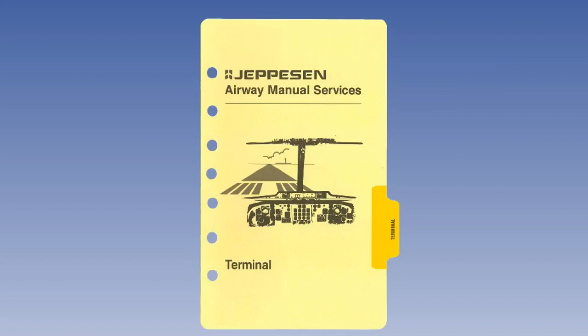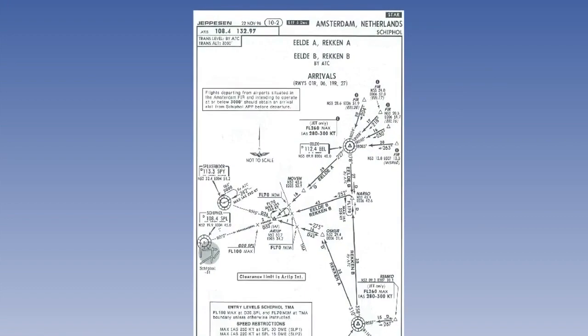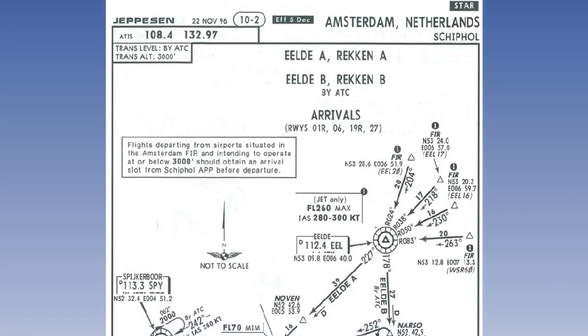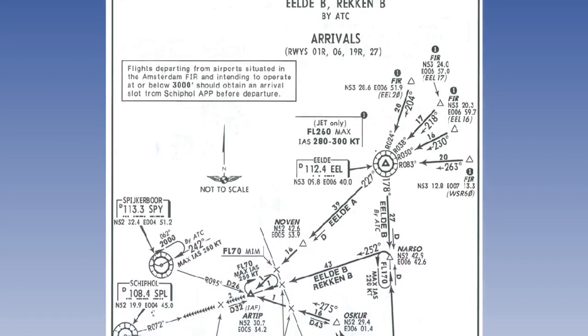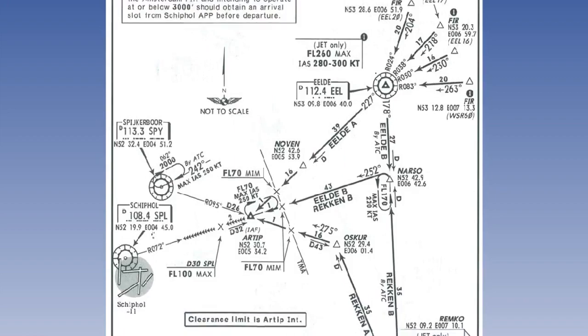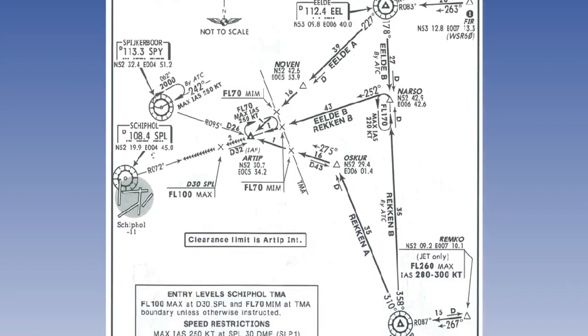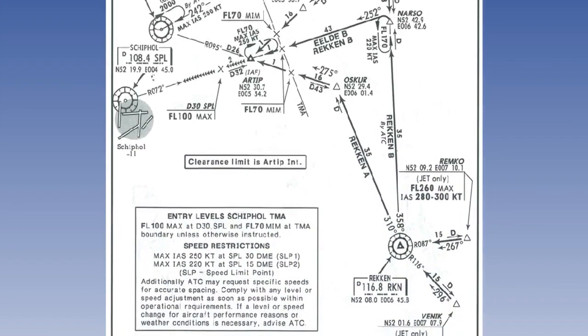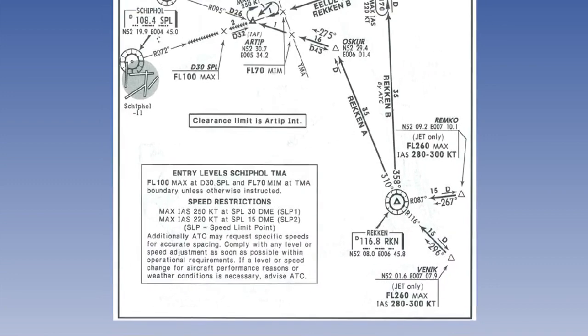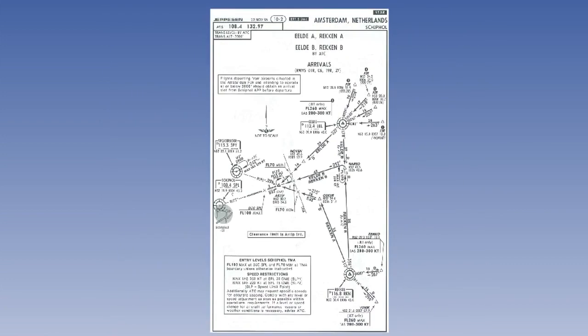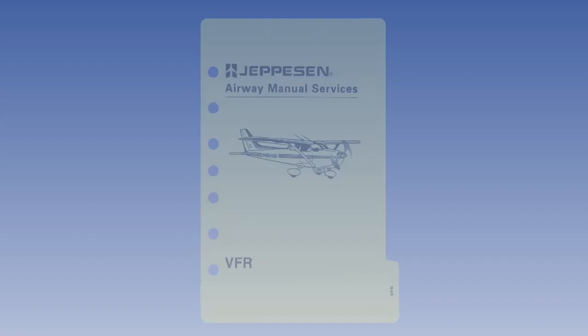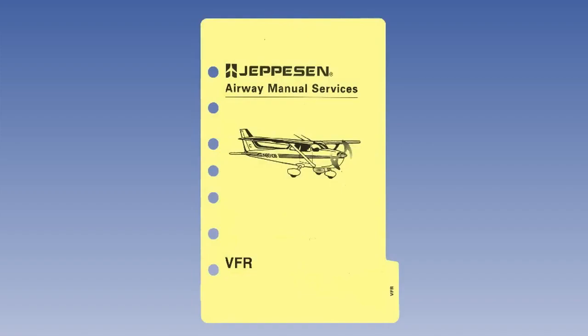The next section is called Terminal. This section contains many charts detailing the arrival and departure procedures for a number of European airfields. These will require detailed study, so we shall return to them at a later stage. The last section is the VFR section, which we have already dealt with in an earlier lesson.